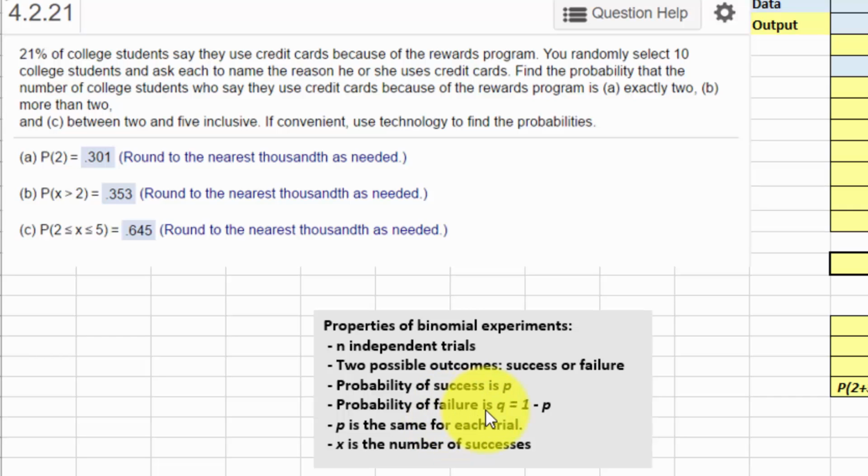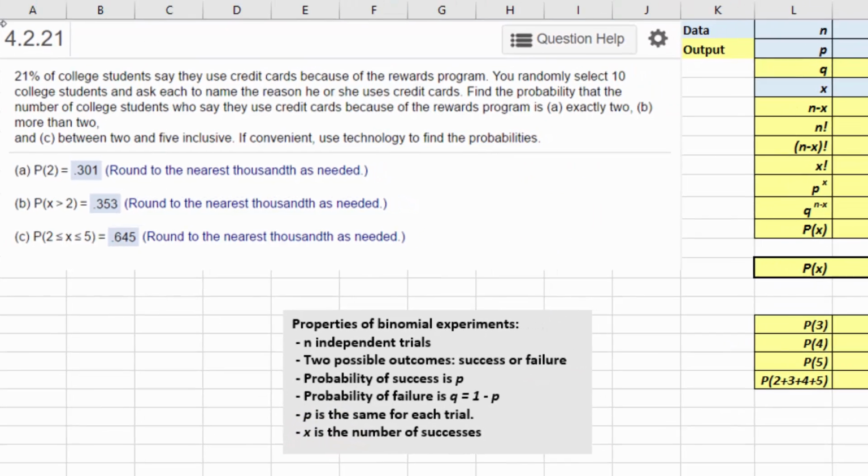Probability of failure is q equals 1 minus p, and the probability is the same for each trial since it's the same group of students, 21% of whom say they use credit cards because of the rewards program. And x is the number of successes that we're interested in. That's 2, and then from 2 to 5 inclusive. Okay, let's look at it.